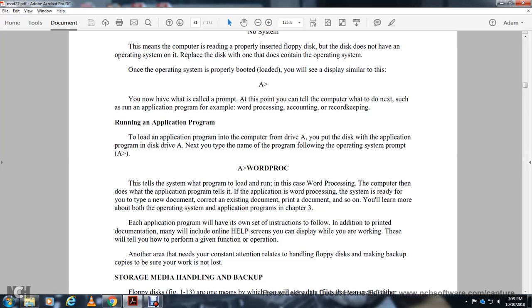Each application program will have its own set of instructions, with additional printed documentation that may include help screens that can be displayed while you're working. They will tell you how to perform a given function or operation.